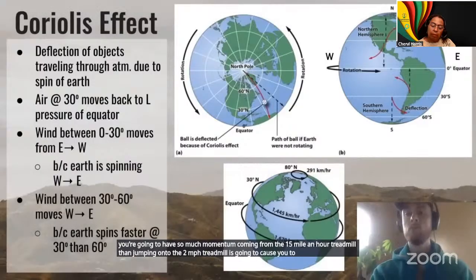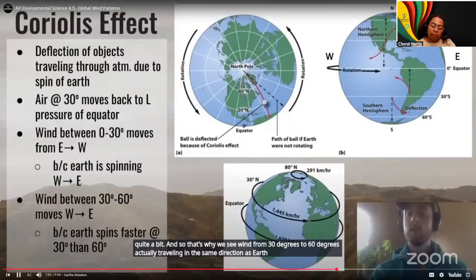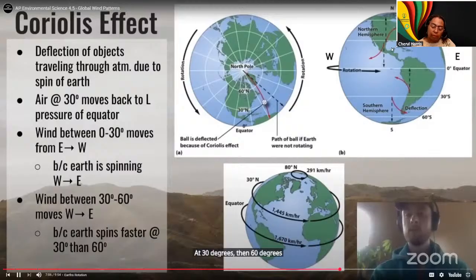forward quite a bit. And so that's why we see wind from 30 degrees to 60 degrees actually traveling in the same direction as Earth's spin. It's because the Earth is spinning so much faster at 30 degrees than 60 degrees that the wind is deflected in that direction of Earth's spin.